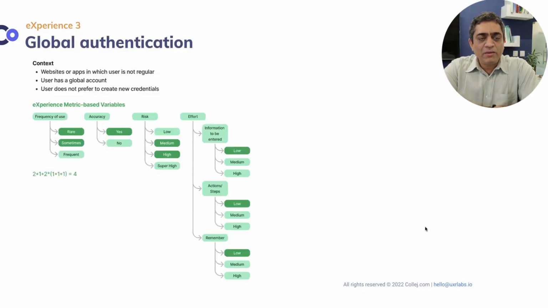Okay, now let's think about a global authentication. When you're thinking about global authentication, you would use it when you're not using the app on a regular basis. Your frequency is either rare or sometimes, your accuracy is yes. There is some risk, so you still want to make sure that it's the correct, appropriate person. So there is medium to high risk involved, but you do not want to put in a lot of effort, right? So there are 4 different possible use cases from a user perspective where it would apply.